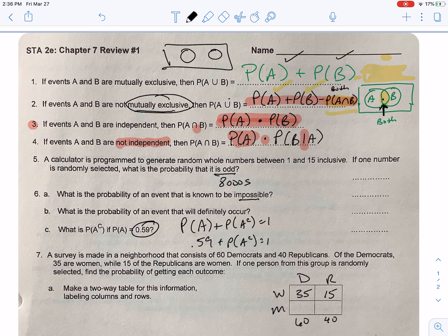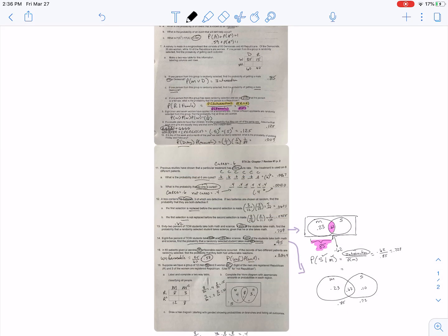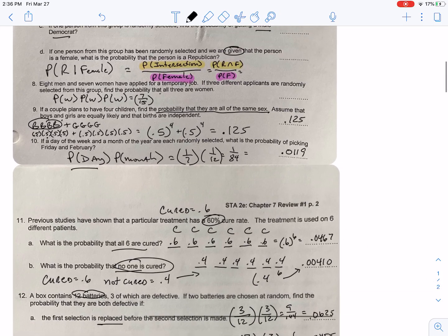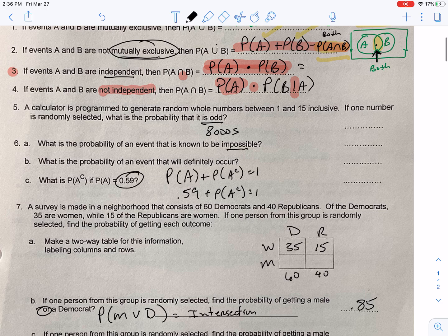All right. Now, on the next one, when things are independent, you can just multiply the probability of A times the probability of B, all right, on this one. And then on the next one, if they're not independent, it's the probability of A times the probability of B given we've done A. So basically what that ends up doing is probability of B because probability of A cancels out.